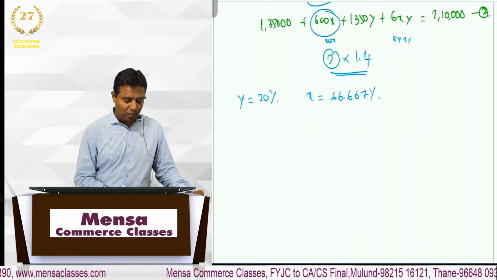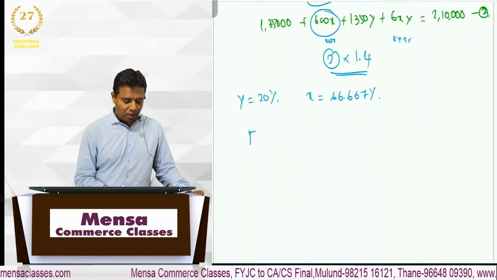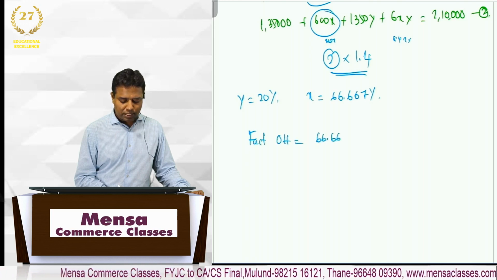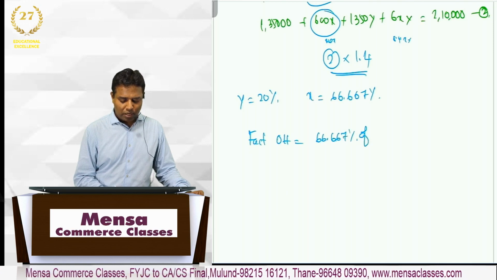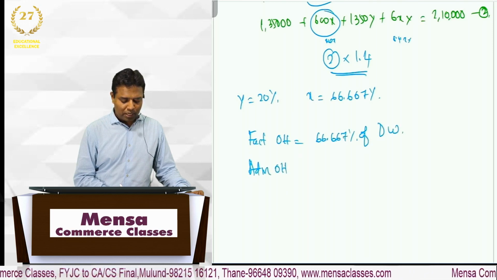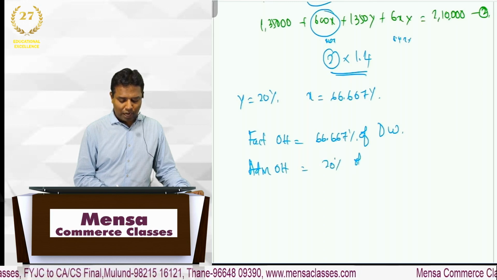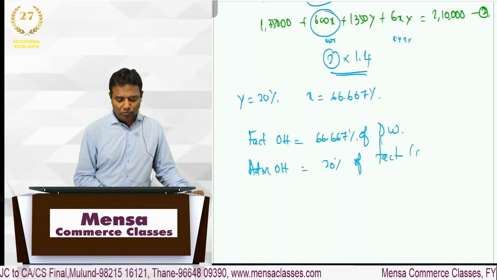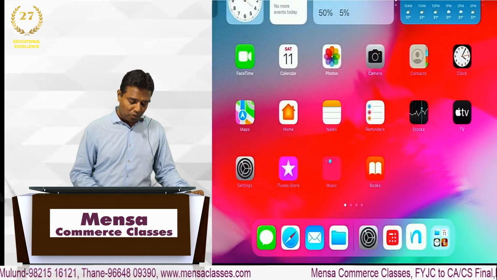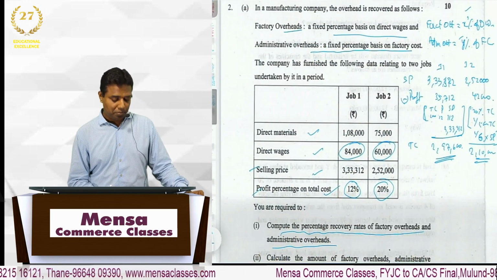66.67% means what? What is the conclusion? The conclusion is that factory overheads is 66.667% of direct wages and admin overheads is 20% of factory cost. That solves your sub question number 1.